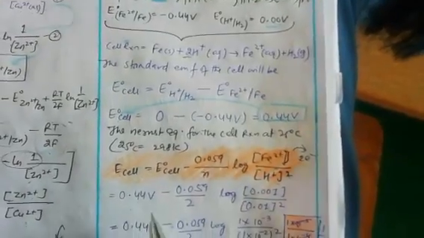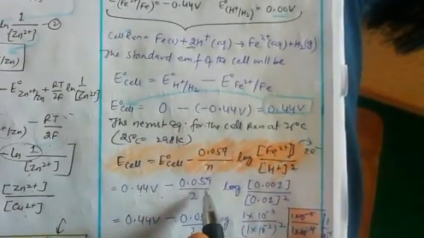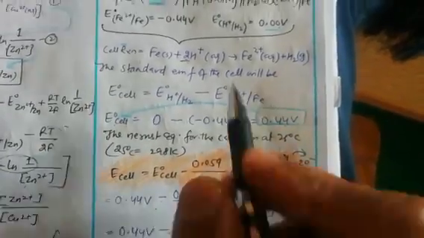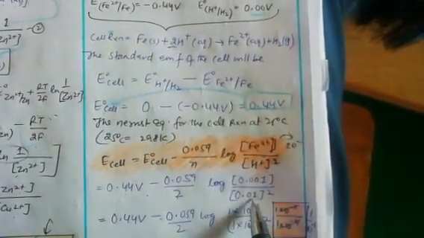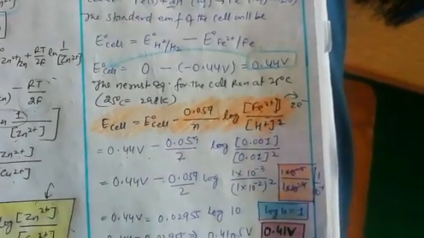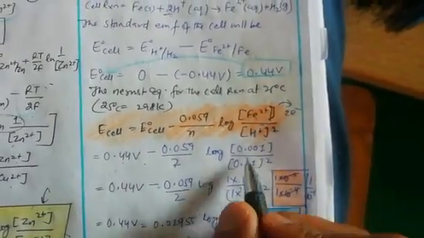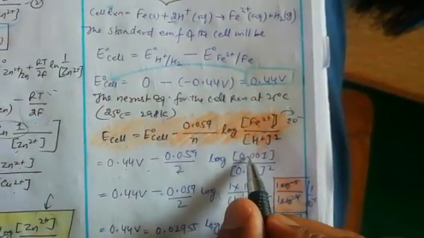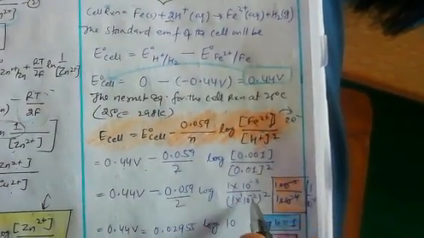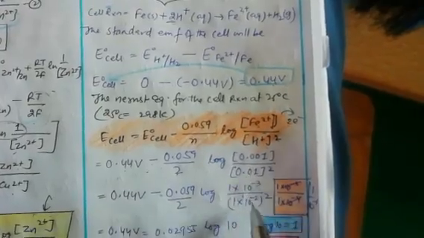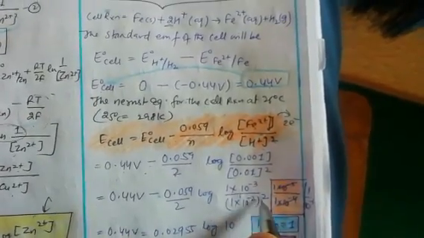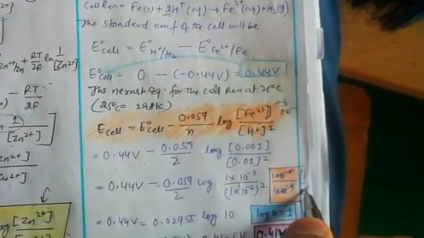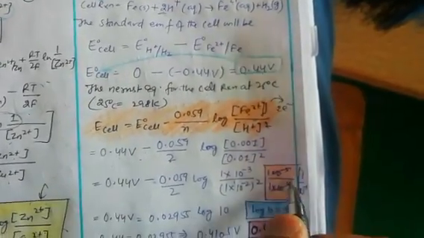So 0.44 volt minus 0.059 upon 2 log 0.01 upon 0.01 squared. This value is given here, so it is twice. Everything else is the same, you just need to calculate this step. We are converting this decimal into scientific notation. There are 3 digits after the decimal, it means 10 raised to power minus 3. There are 2 digits, it means 10 raised to power minus 2. When 2 twos are 4, 10 raised to power minus 4, it means that we will cut, it will come 1 upon 10 raised to power minus 1, and when we take it up, it will become simply 10.